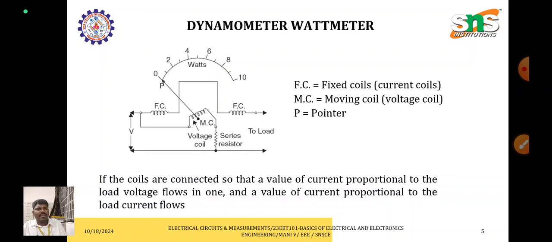So this is the dynamo type wattmeter. Here the scale is there, the needle, the pointer, and here FC. There are two FC. FC is nothing but fixed coil, that is the current coil. A single current coil is split into two parts. The current coil is always fixed, it is not movable. And MC is the moving coil, which is the voltage coil.